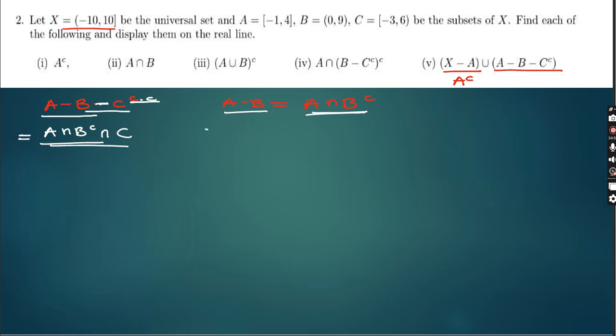So our simplified set becomes X minus A union A minus B minus C complement there. Okay, so first of all, I'm going to display this set on the little line. Then we are going to unite at the end. Okay, so I'm going to write my universal set to be here.